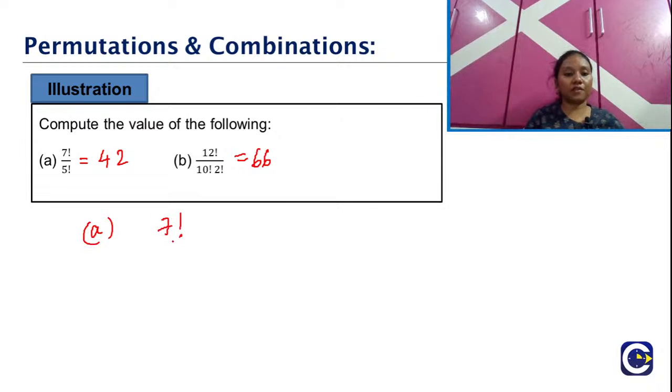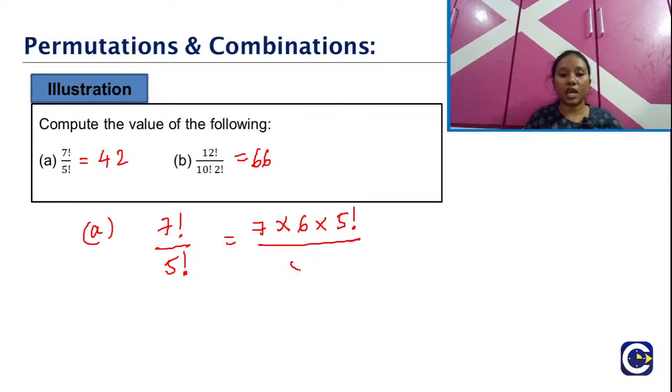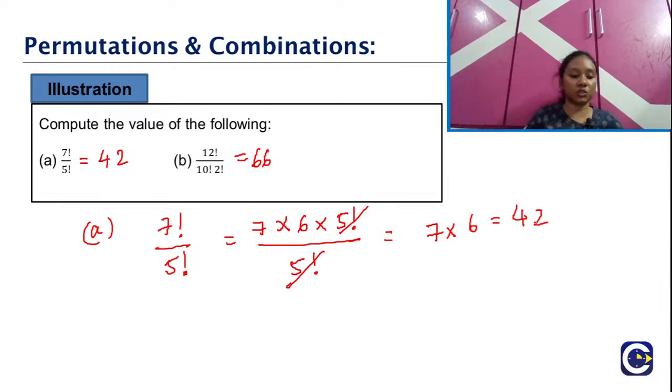So we have 7 factorial by 5 factorial. The denominator value is smaller, so we can cancel it. Our 7 factorial can be written as 7 into 6 into, instead of 5 into 4 into 3 into 2 into 1, I can write that as 5 factorial, as we have seen in our factorial properties. In the denominator, we already have 5 factorial, so these two terms will get cancelled. So the answer will be 7 into 6, which is equal to 42 for the first one.